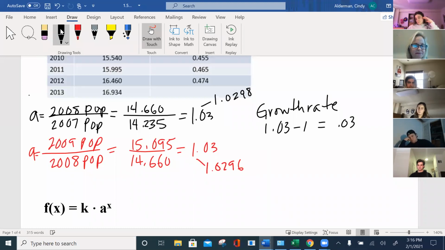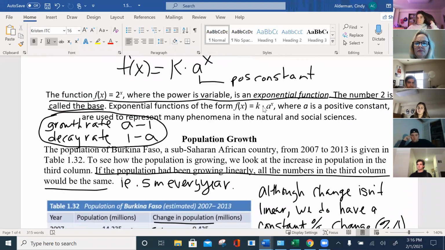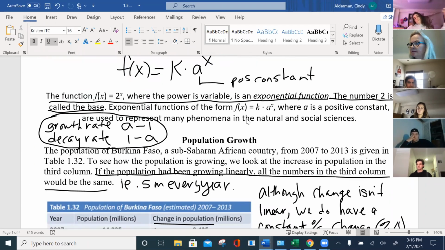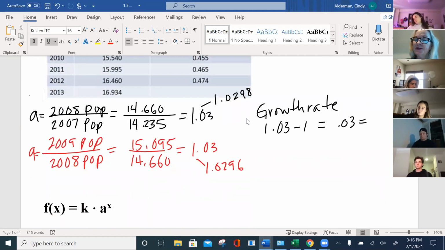Go ahead, Jadel. Is the formula just f of x equals k times a raised to the x power? This right here? Yeah, is that the formula that you want us to use? It is. And you'll see we're going to be using it over and over again. Okay, thank you. You're welcome. So 0.03 is 3% growth.